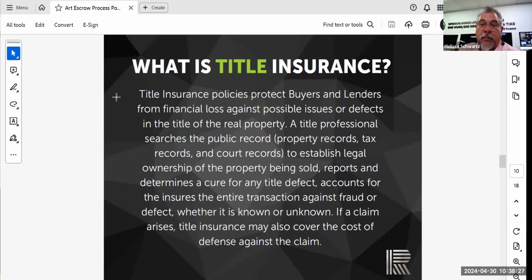Again, I know this sounds kind of repetitive. I'm repeating some of the stuff here. And this is something that I received last minute, but the title professional searches public records, property taxes, tax records, and court records, establishes legal ownership of the property being sold, reports and determines the cure for any title defects, accounts for the insured, and insures the entire transaction against fraud or defect, whether it is known or unknown. If a claim arises, title insurance may also cover the cost of defense against the claim.